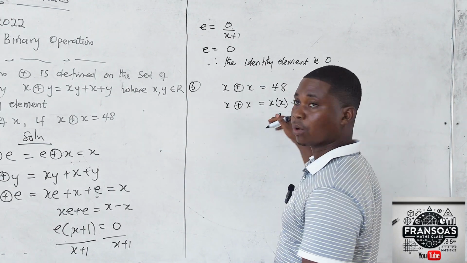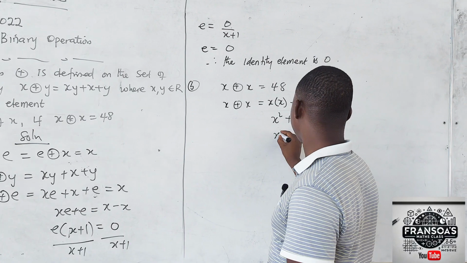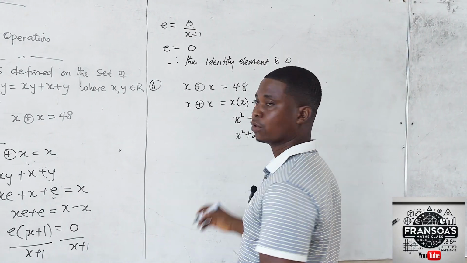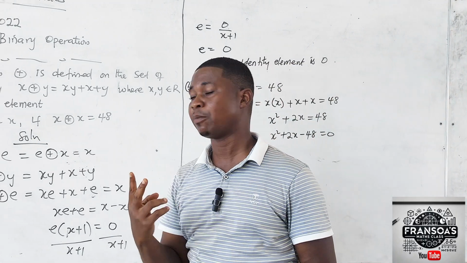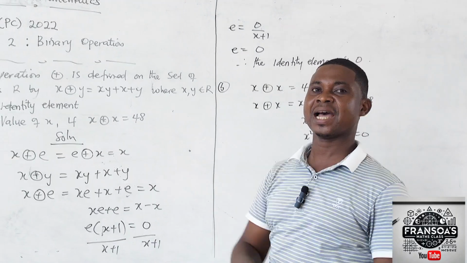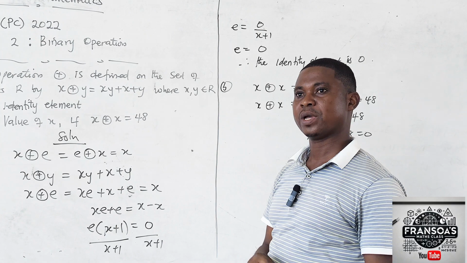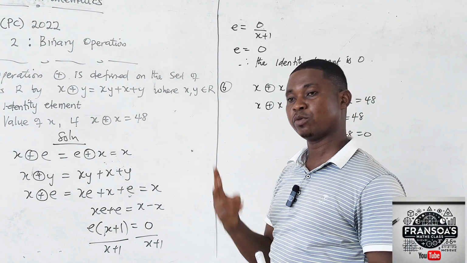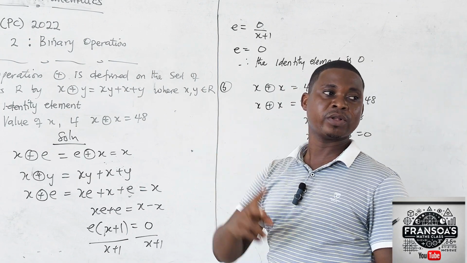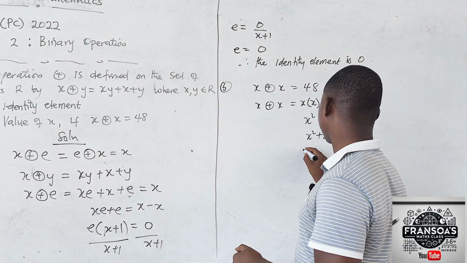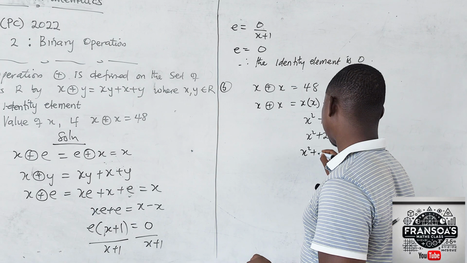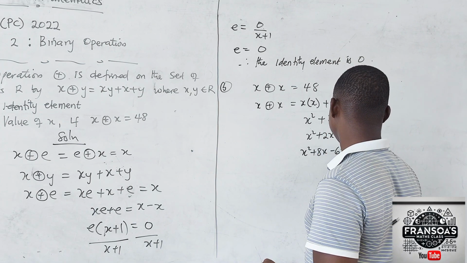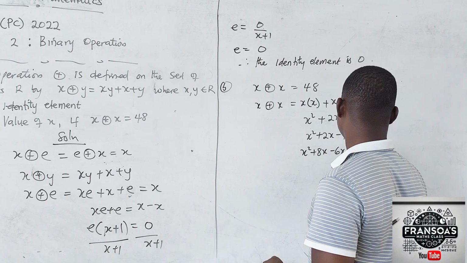So this one will come here. We have x squared plus 2x minus 48 is equal to 0. Here we look at two numbers that multiply to give negative 48 but add to give positive 2. And here, you are going to have 8 and negative 6. When you multiply them, you get negative 48. When you add them, you get positive 2. So we have x squared plus 8x minus 6x minus 48 equal to 0.